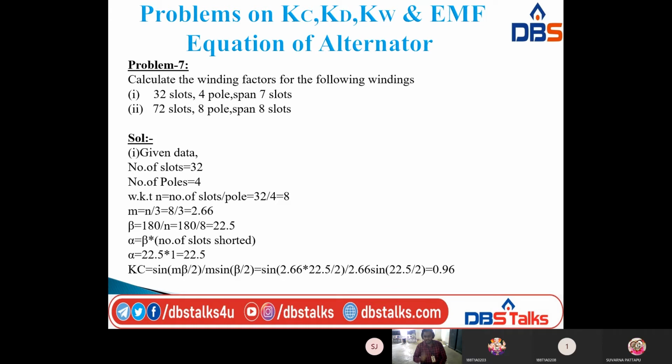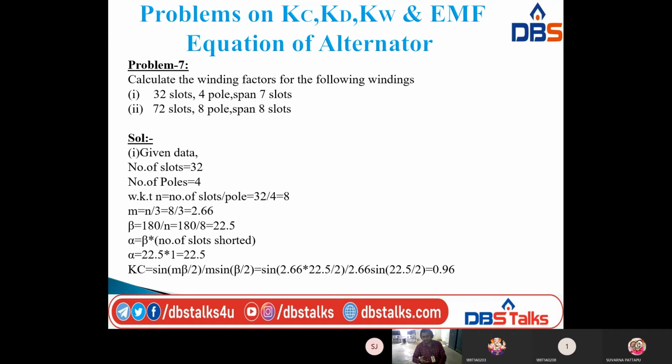So by using these values, we have to calculate the coil span factor and distribution factor. Okay, first we will calculate the coil span factor. Kc is equal to sin m beta by 2 by m sin beta by 2. So that is equal to, sorry, Kd. That is the distribution factor. The mistake is there.